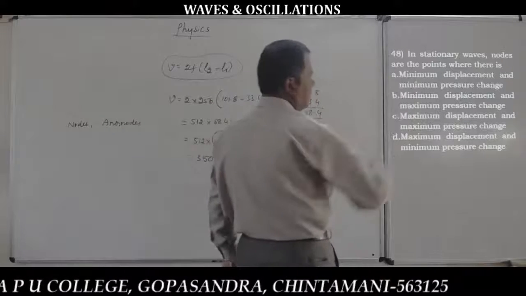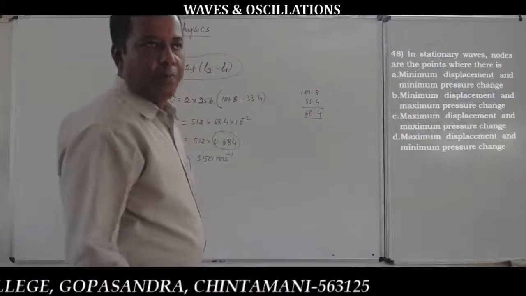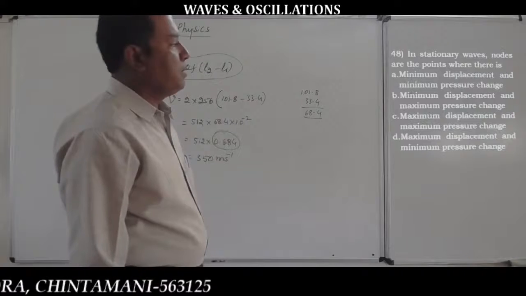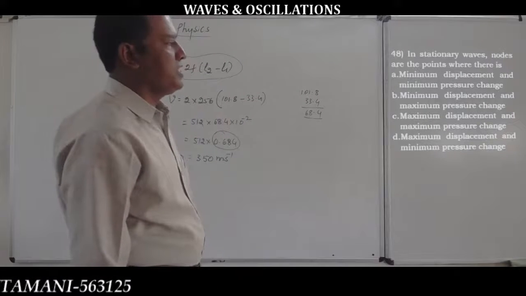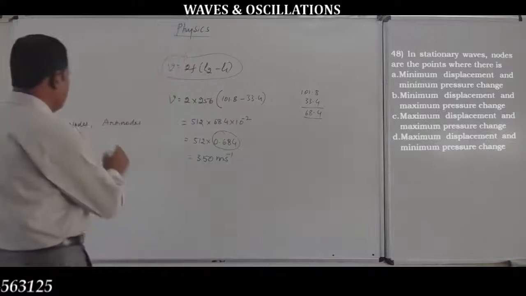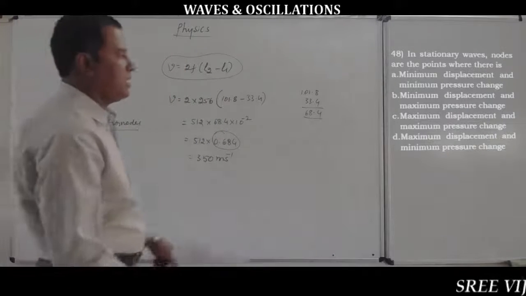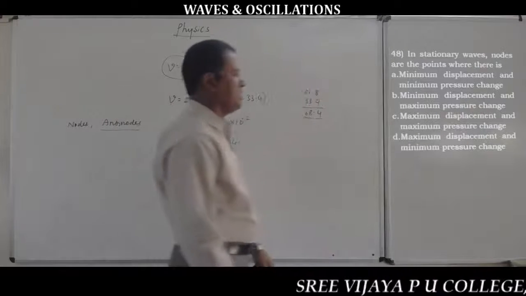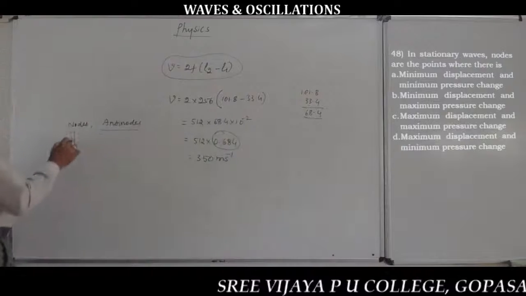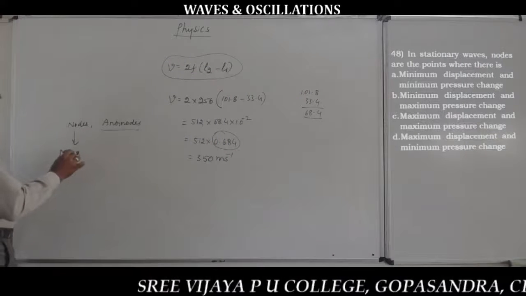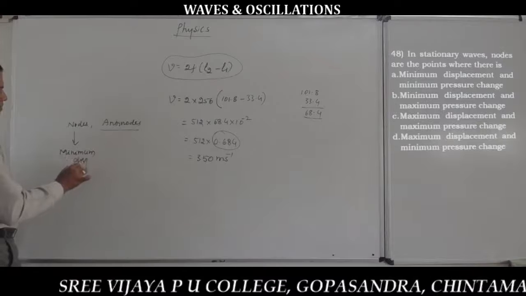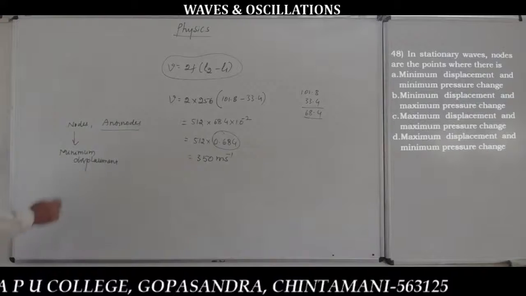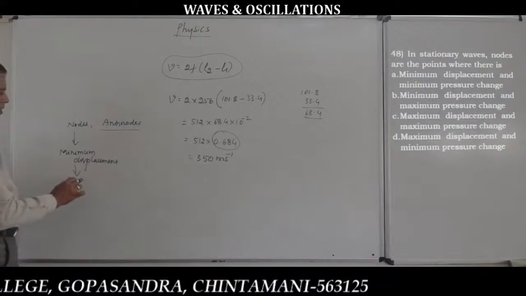So now we are supposed to discuss the point where the node is generated. Minimum displacement. But if it is minimum displacement, you will have a maximum pressure change. If it is an antinode, maximum displacement, minimum pressure change. But if it is a node, minimum displacement and maximum pressure change. At the node, displacement will be minimum, but there is maximum pressure change.